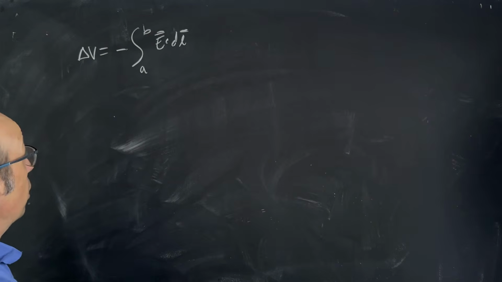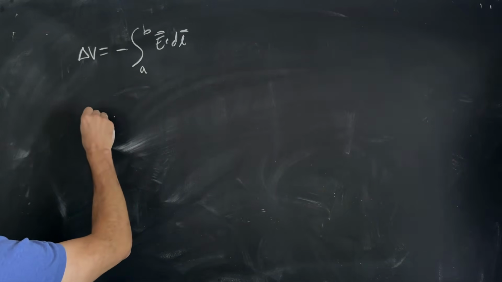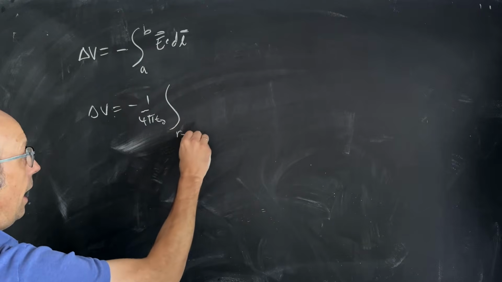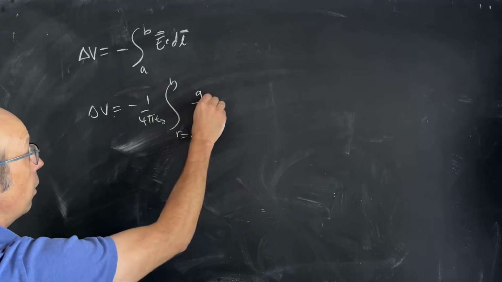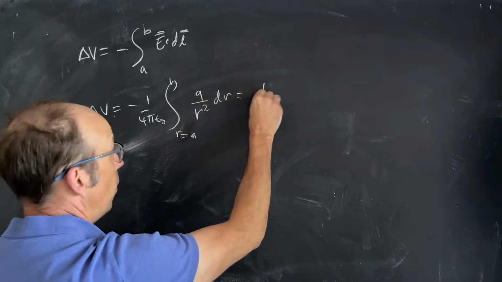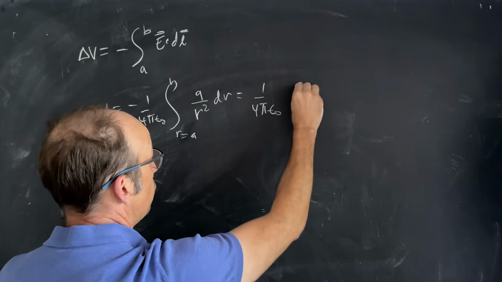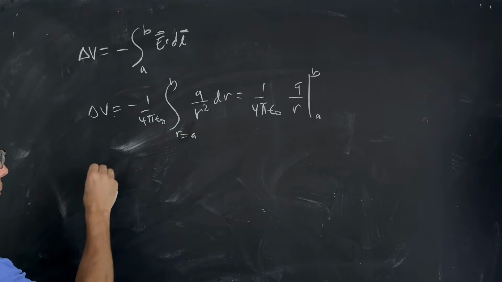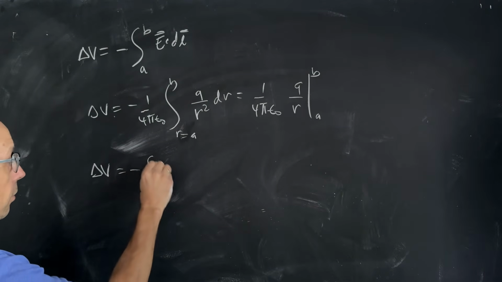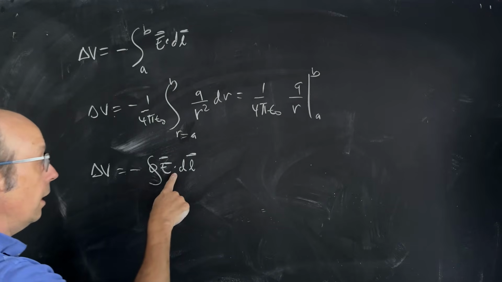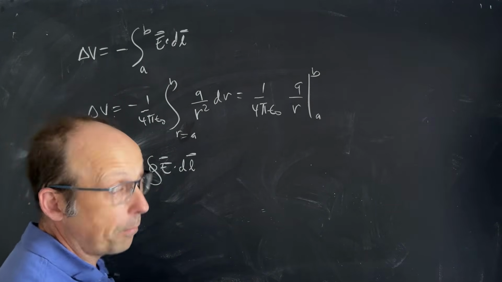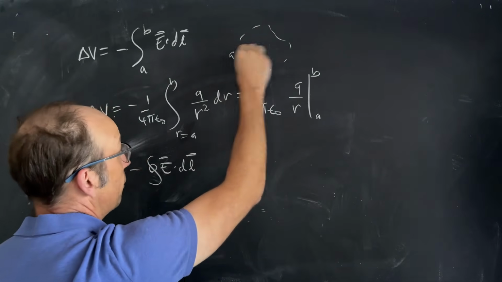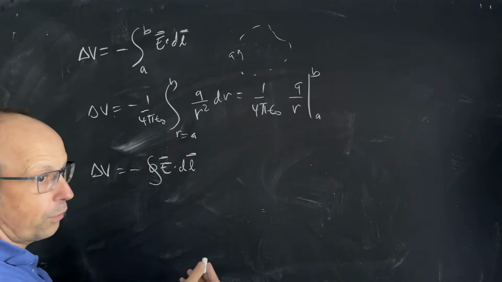Now, if we put in the electric field due to a point charge, then delta V is negative 1 over 4 pi epsilon naught, the integral from r equals A to B of Q over r squared dr, and that's going to be 1 over 4 pi epsilon naught Q over r, from A to B. Now the point here is that if I integrate over a closed path, so delta V equals negative the integral over a closed path of E dot dl, and everything is a sum of point charges, then my starting and ending points are A and A. So I get 1 over A minus 1 over A, which is 0.